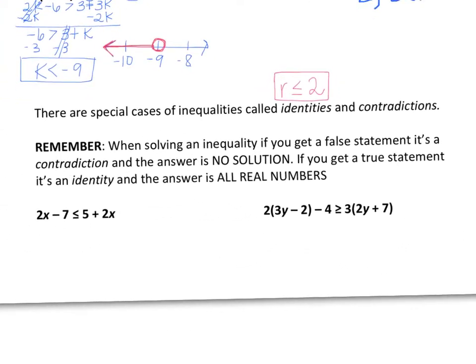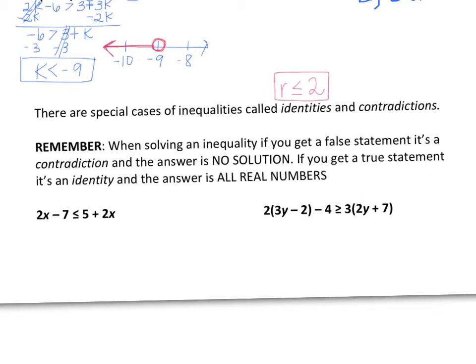If you have a highlighter, you may want to go ahead and take it out. This is very, very important. I want you to highlight a couple of things. It says there are special cases of inequalities called identities and contradictions. Have we heard of identities and contradictions before? With equations? Yes, we have. We talked about these before.